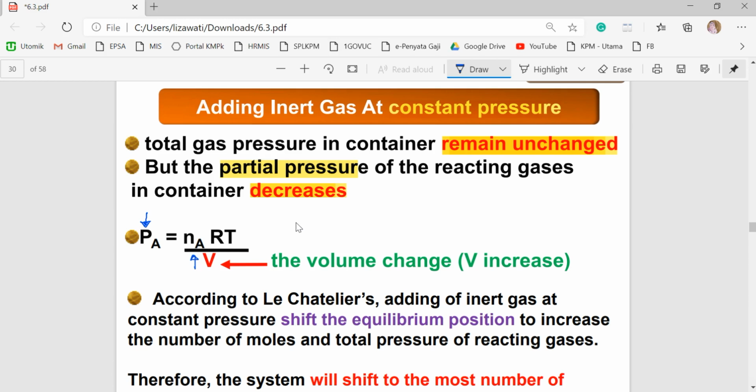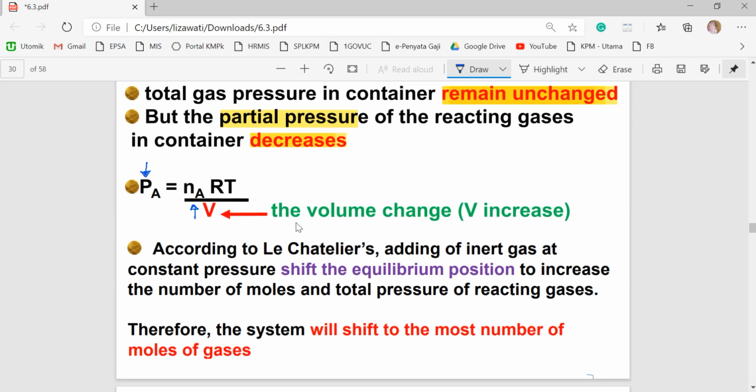According to Le Chatelier's principle, adding inert gas at constant pressure will shift the equilibrium position to increase the number of moles, since each of the partial pressures decreased. In order to increase the partial pressure, the direction of the equilibrium should shift to the side with more moles. Therefore, the system will shift to the side with the larger number of moles of gases.